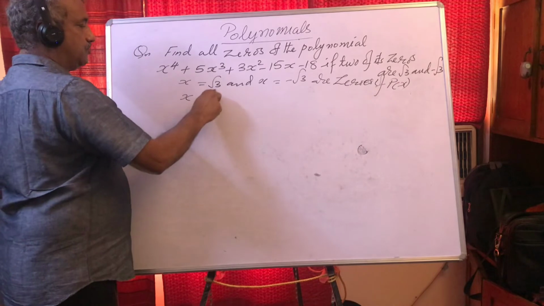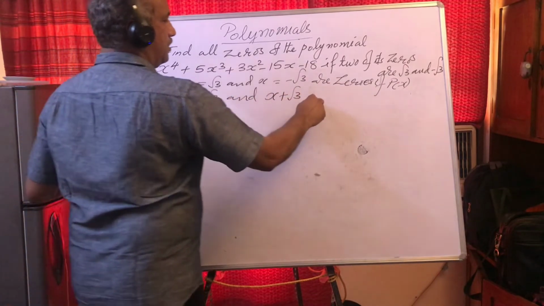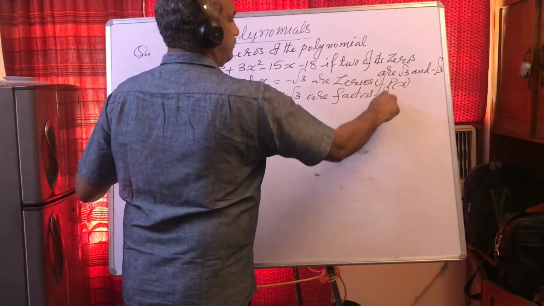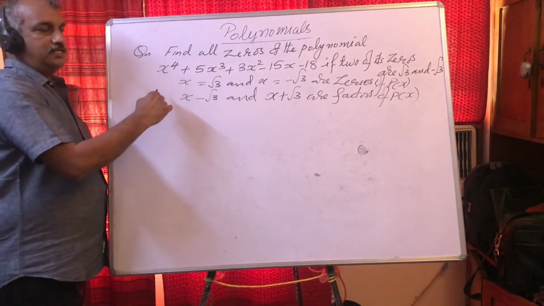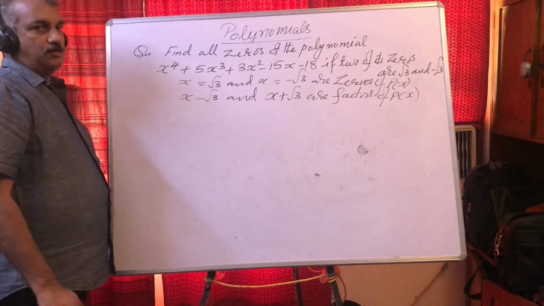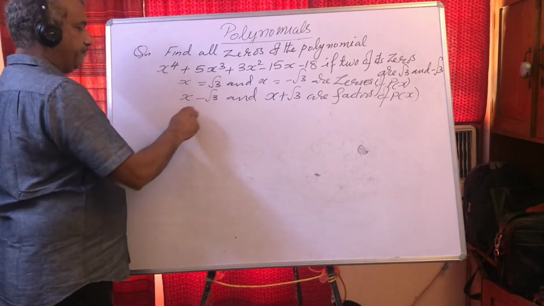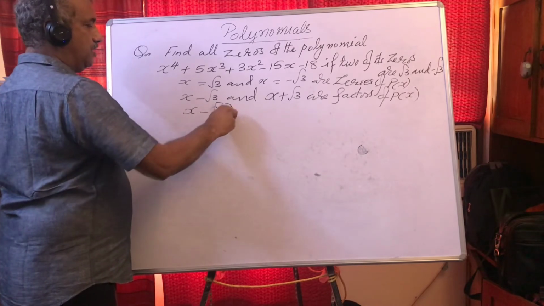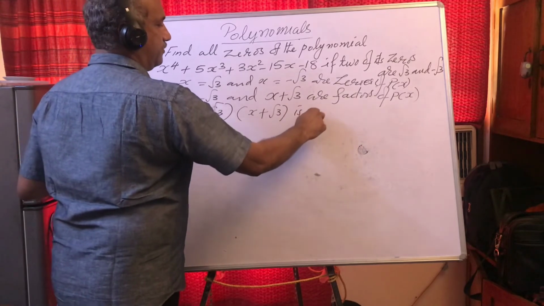So x minus root 3 and x plus root 3 are factors of P of x. See, root 3 is taken to this side, x minus root 3 and x plus root 3 are factors of P of x. Now if these two are factors, their product is also a factor. x minus root 3 into x plus root 3 is a factor.